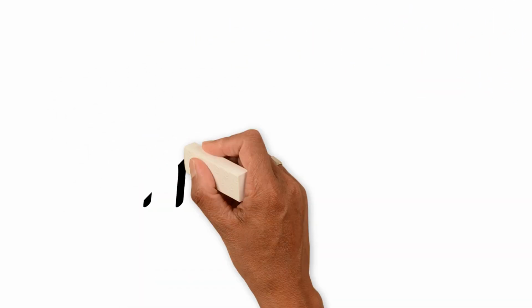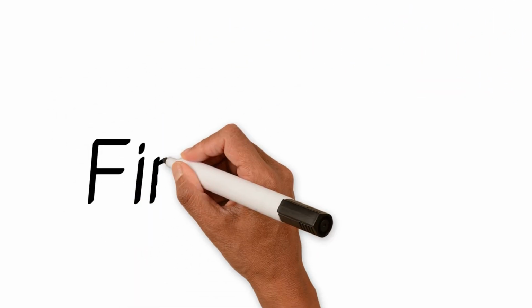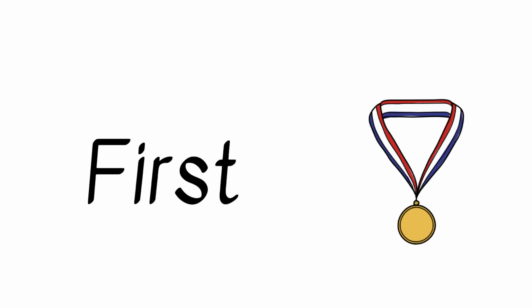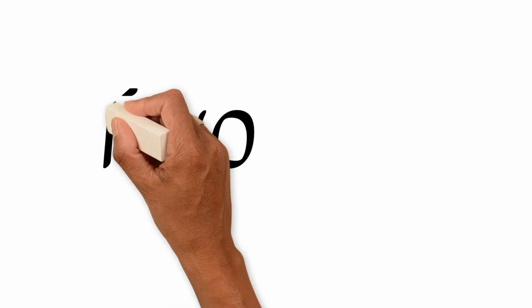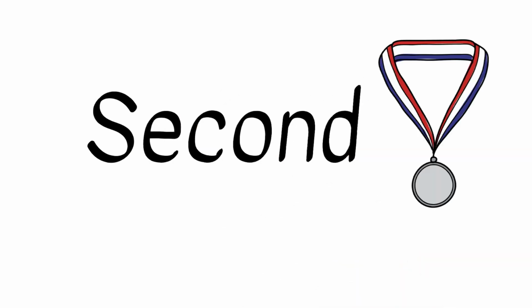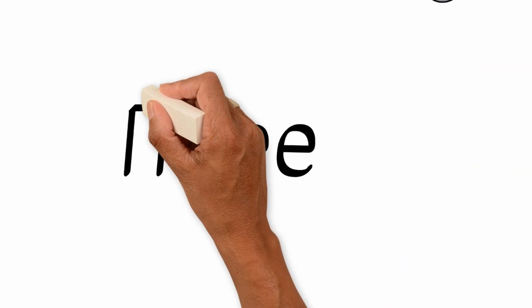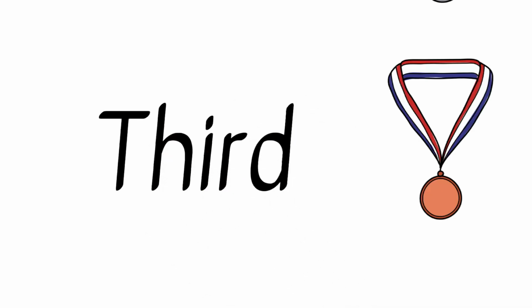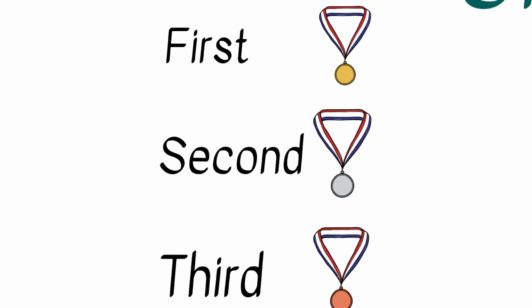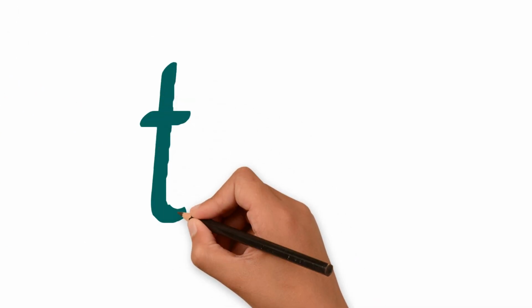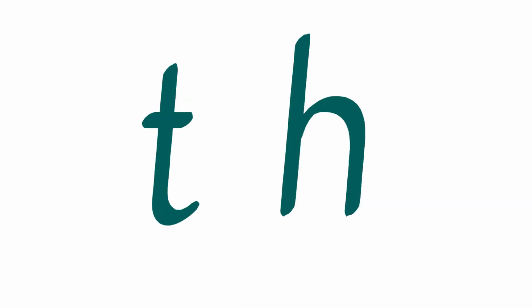1, as an ordinal number, is first. 2, when used as an ordinal number, is second. 3, when used as an ordinal number, is third. After these three numbers, the ordinal number is usually the regular number plus the letters T and H.